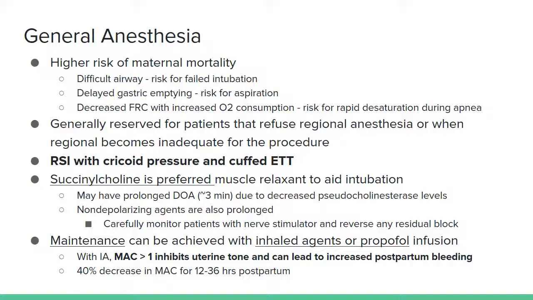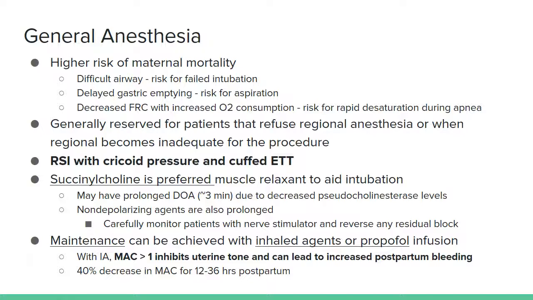Additionally, if the patient received any neuraxial or systemic opioids for labor, gastric emptying is delayed. A decreased FRC combined with elevated O2 consumption and minute ventilation lead to rapid desaturation, leading to hypoxia and acidosis during periods of apnea. Even with 100% oxygenation and pre-oxygenation for 3 to 5 minutes, these patients can only tolerate 2 to 3 minutes of apnea before becoming hypoxic. So general is typically reserved for patients that refuse regional anesthesia or when regional becomes inadequate for the procedure. An RSI, rapid sequence induction, with cricoid pressure and a cuffed ET tube should be used.